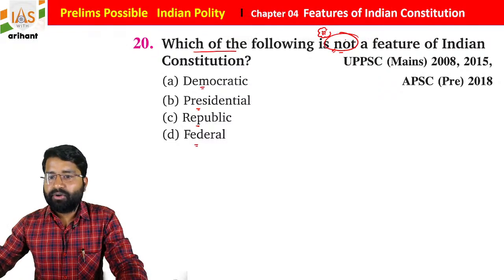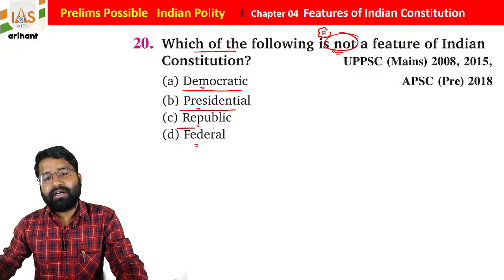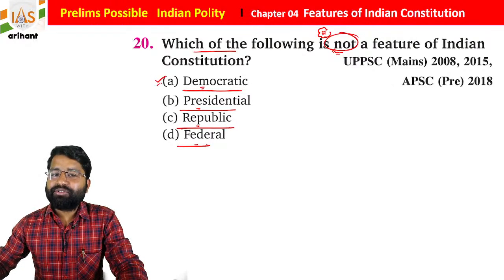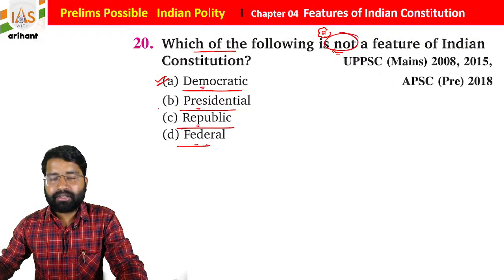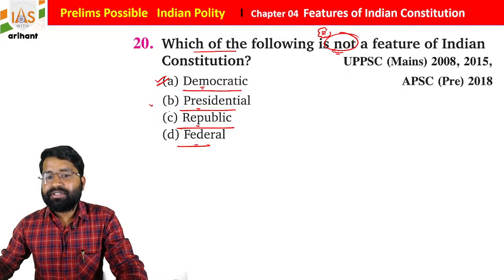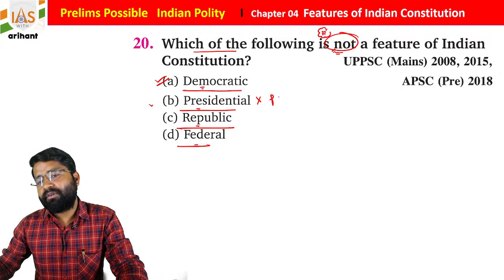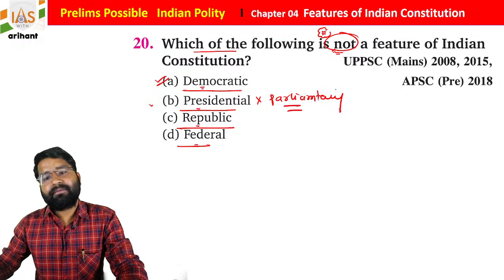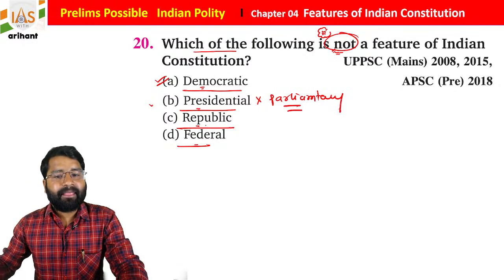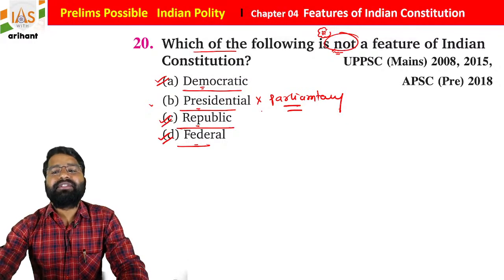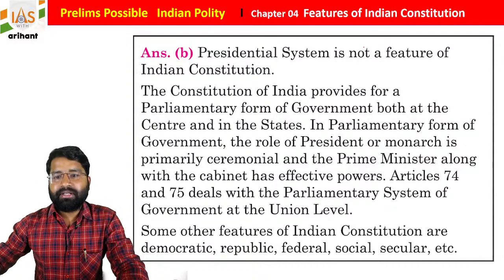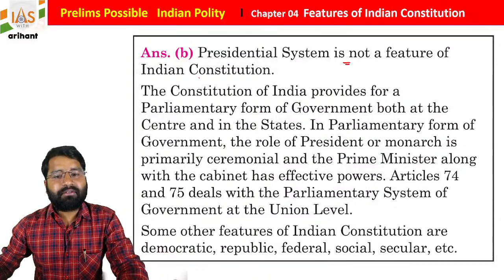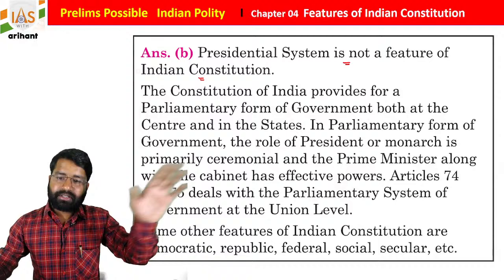That's why I recommend you read the question carefully multiple times, make it your habit. So, not a feature of the Indian Constitution: democratic, presidential, republic or federal. Our Constitution discusses the democratic form of government. Presidential is not here. What type of government do we have? We have a parliamentary form of government. We are a republic, we are federal, we are not presidential. So this is also important. The presidential system is not a feature of our Indian Constitution. It is in the USA.